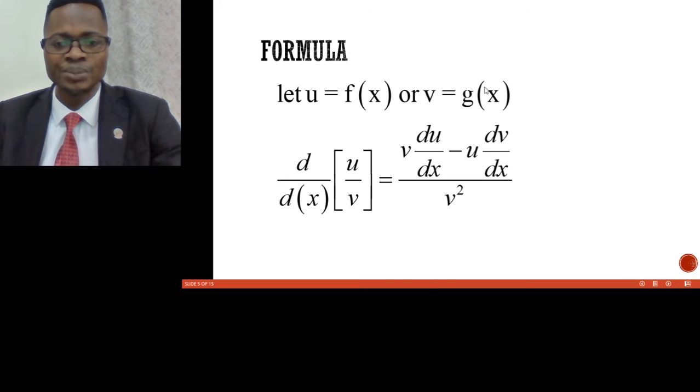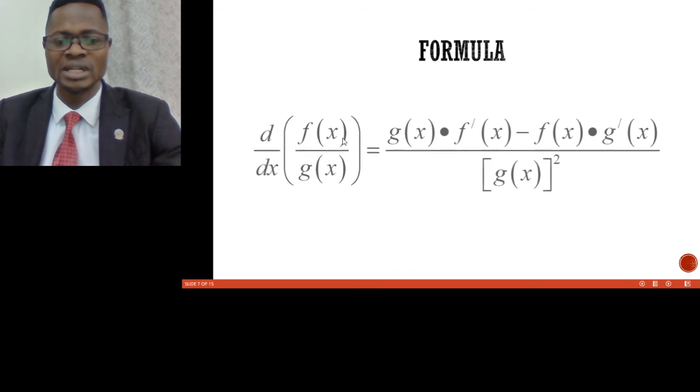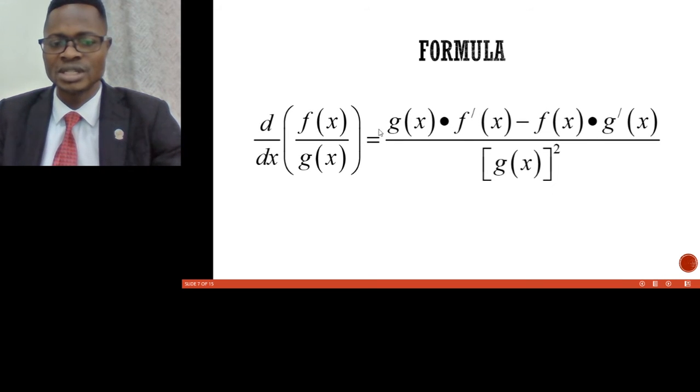This is another way of representing our formula, and I will be giving you a mnemonic, a simple way of remembering this formula. This is what we call low d high minus high d low, divided by low squared. Low here simply means we start with the denominator multiplied by the derivative of the numerator, minus the numerator multiplied by the derivative of the denominator, all divided by the denominator squared. So it's a simple way to find our derivative, and it can be represented in this form. Whatever works for you, use it.